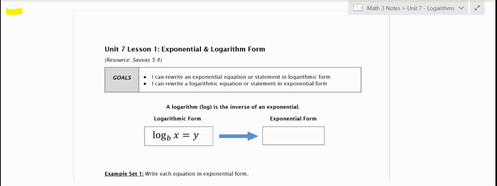This is the video for Unit 7, Lesson 1, Exponential and Logarithm Form. The goal we're going to be looking at is writing an exponential equation or statement in logarithmic form, and to do the reverse of that, so writing a logarithmic equation or statement in exponential form.